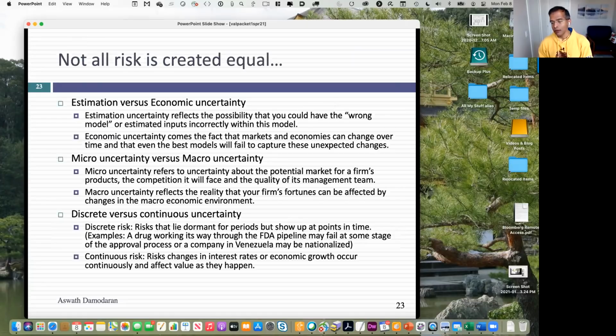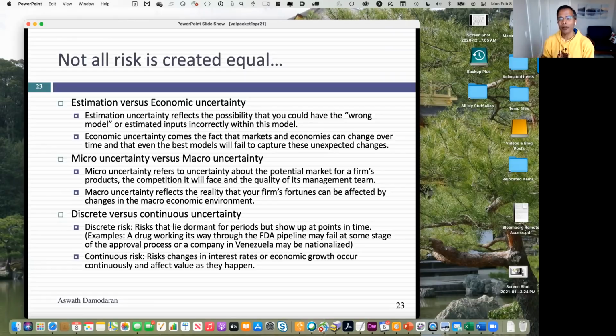So let's start with what kind of risk we try to bring into discount rates. Because this is, I think, a place where people get stuck. Let's start with the statement. Not all risk that you face when you invest in a company is created equal. In fact, I think of risk in a company as falling into one of three buckets. Here's the first bucket. Is it economic uncertainty or estimation uncertainty? You say, what's the difference? Estimation uncertainty is uncertainty you face because you haven't done your homework. You haven't collected the data. Economic uncertainty, you can collect all the data in the world, but it's still going to be there.